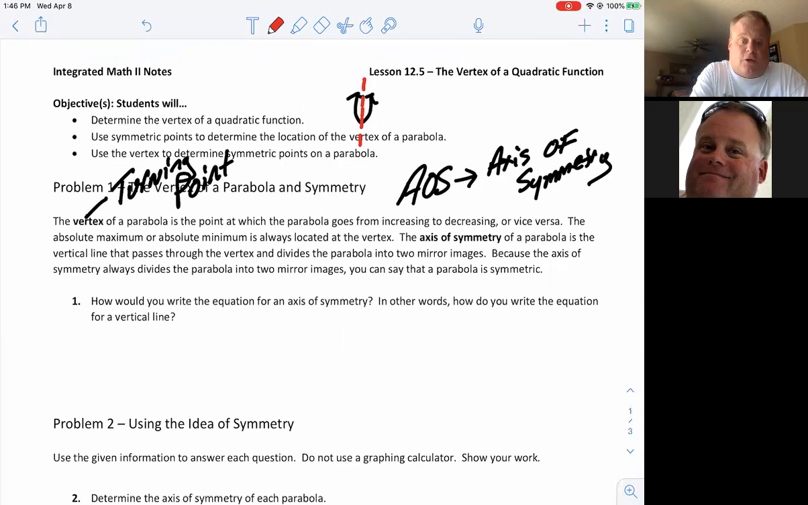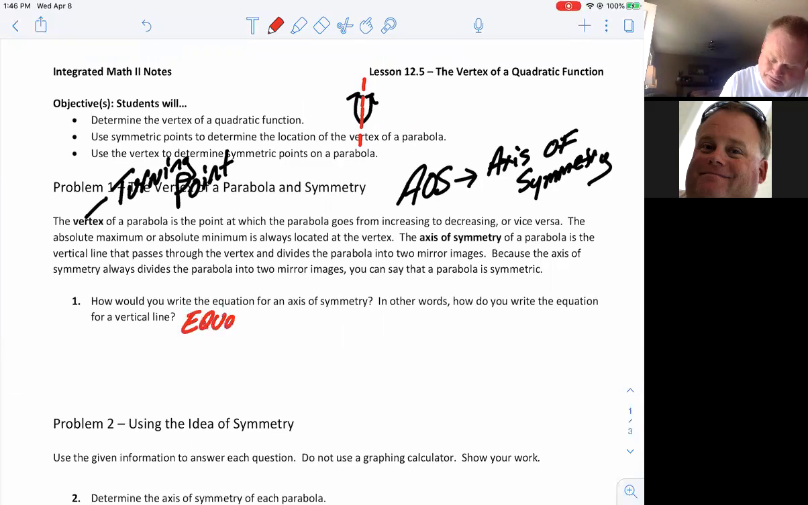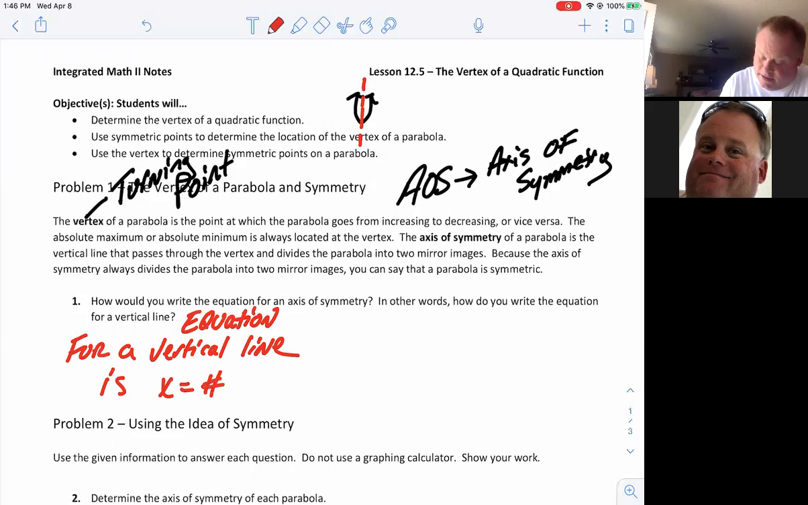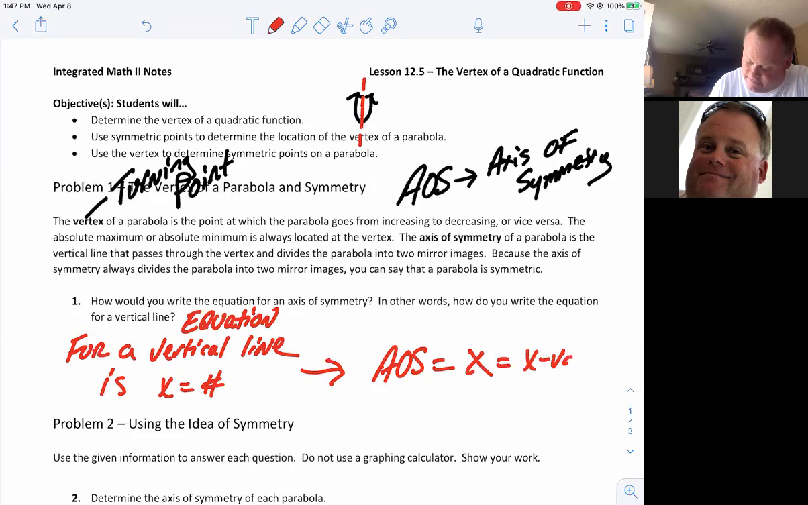So how would you write the equation for the axis of symmetry? In other words, how do you write the equation for a vertical line? Well, remember, the equation for a vertical line is x equals a number. And so how do we write it for the axis of symmetry? Our axis of symmetry is going to be x equals the x value of the vertex.